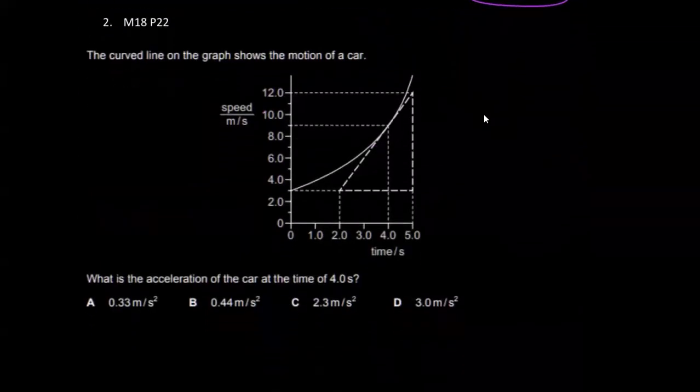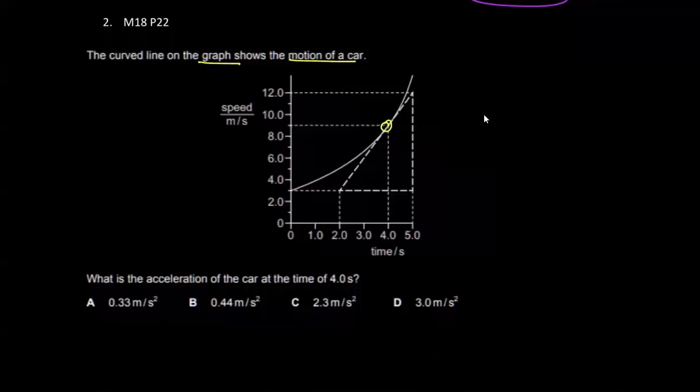Question number two. The curved line on the graph shows the motion of a car. What is the acceleration of the car at 4 seconds? At this point, what is the acceleration? So we just have to find the gradient. Gradient is equal to y2 minus y1 over x2 minus x1. You just substitute in the values.